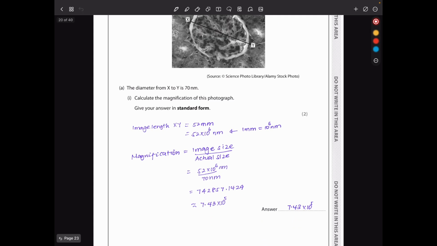So you can use a ruler and measure that line as well, or the length. XY is about 52 millimeters, which is 52 times 10 power 6 nanometers. So the magnification is going to be the image divided by the actual. So image is this divided by the actual, which is 70. And so I got 742,857, which is roughly 7.43 times 10 power 5 as the answer.